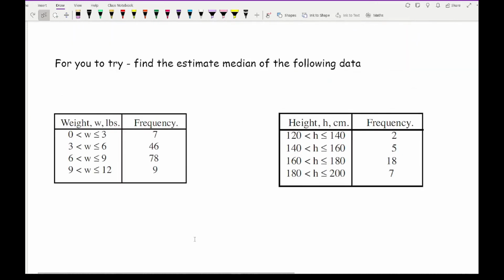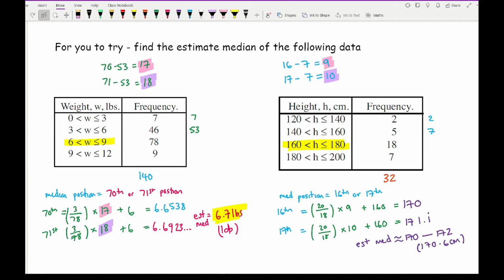So what I'm going to do now is give you a chance to pause the video and have a go at working out the estimated median for these two sets of data. So if you want to pause the video, and then I'll reveal the answers in due course. So here are your answers to those two questions.